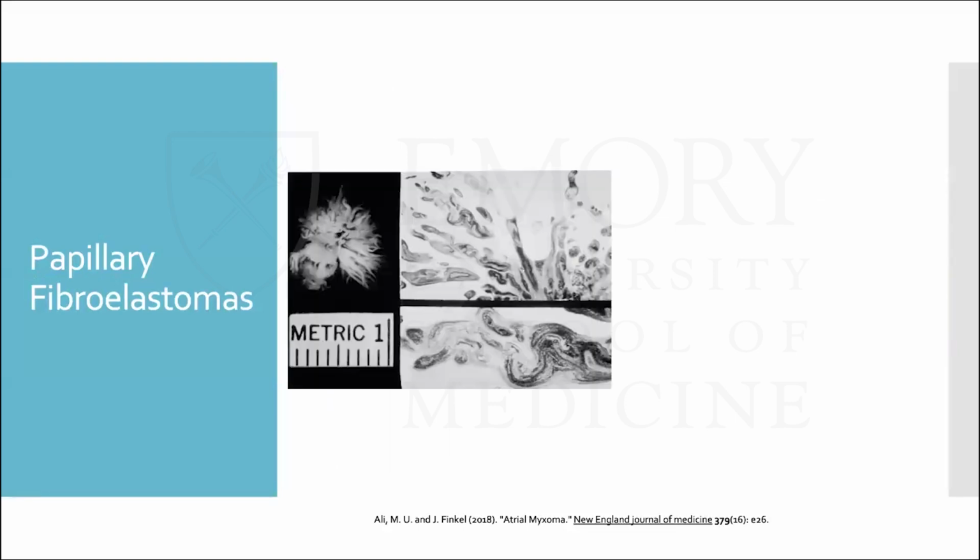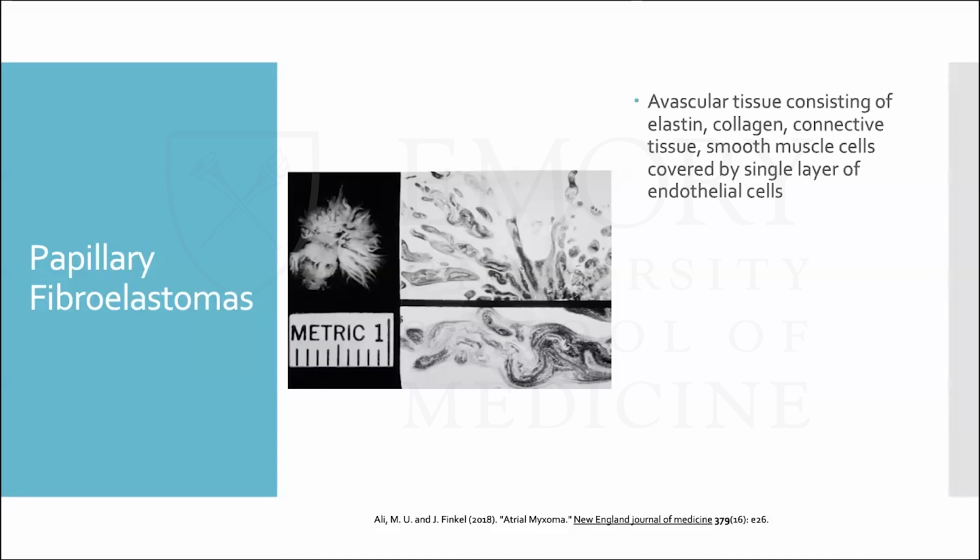Papillary fibroblastomas are currently the second most common benign tumor. However, the incidence of these tumors is growing more and more rapidly. So I could see a future in which this overtakes myxomas as the most common benign tumor. And it's because we're getting better in echocardiography with TEEs and surface echoes. So we're seeing these types of tumors more and more frequently.